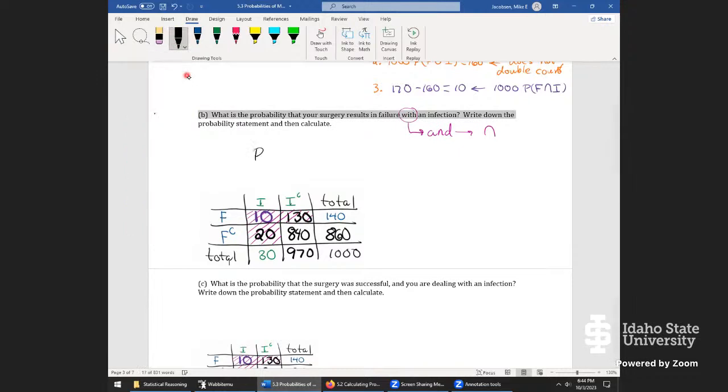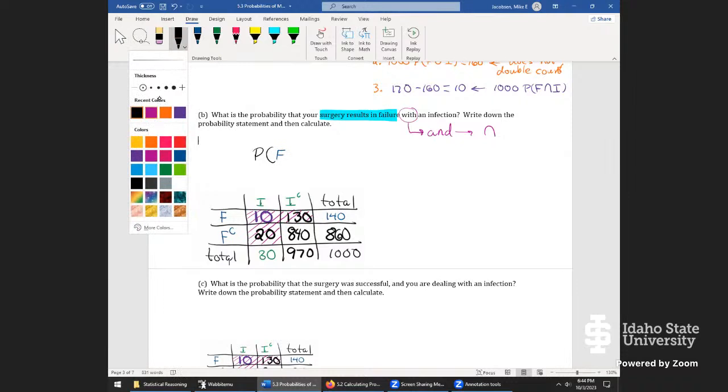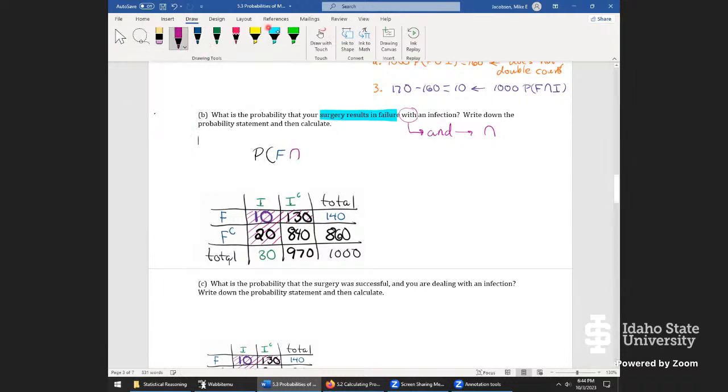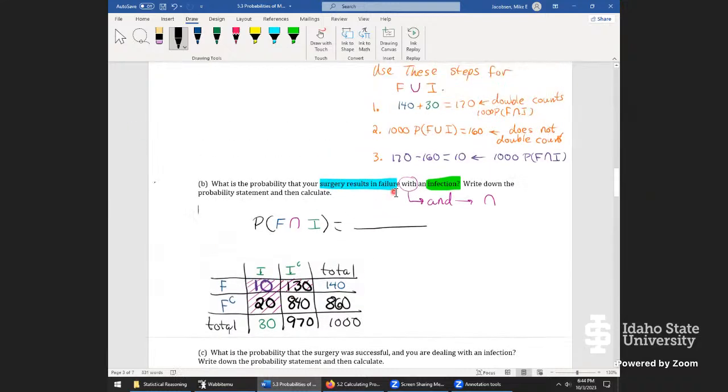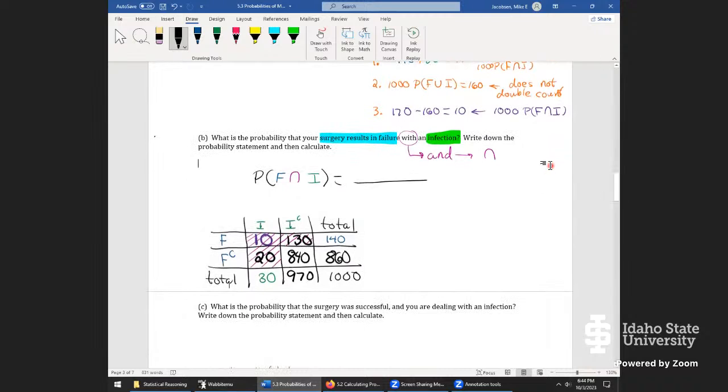once I get that pen working, was the probability surgery fails, that's going to be the event F, and at the same time, we have an infection, that's the event I. So this question is kind of silly in a way, because we're almost essentially looking at it. If you looked at the prior steps up above, we did involve the intersection already. We just need to know what is the one count that goes in that numerator.